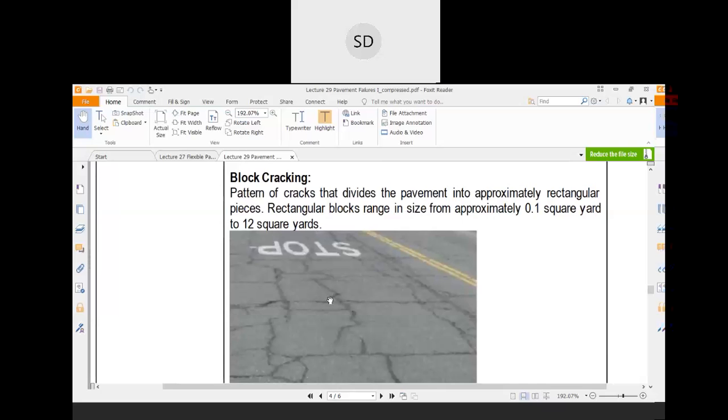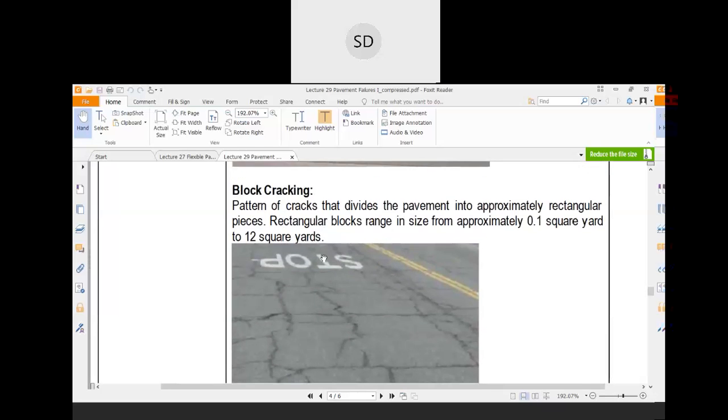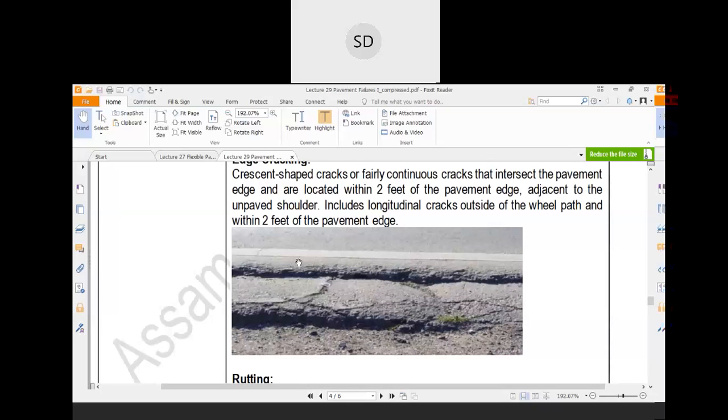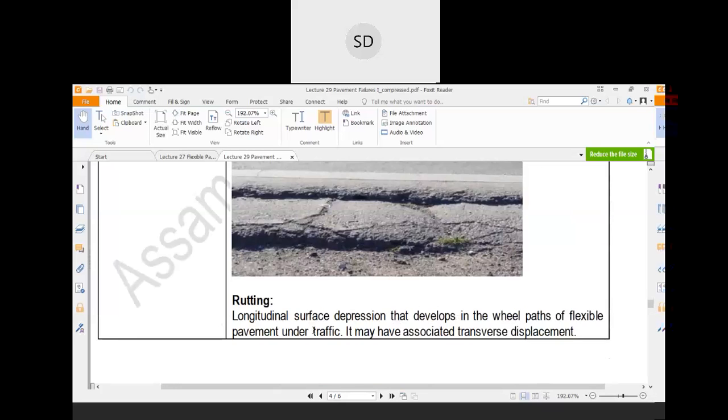Then block cracking. So here the cracking would be in a pattern like a box, okay, or block. So therefore it is called block cracking. Then edge cracking, that is, the edge portion of the pavement would get deteriorated, that is called edge cracking. It is located within 2 feet of the pavement edge, adjacent to the unpaved shoulder, includes longitudinal cracks outside of the wheel path and within the 2 feet of the pavement edge. So generally this edge cracking would be within the 2 feet from the edge of the pavement.